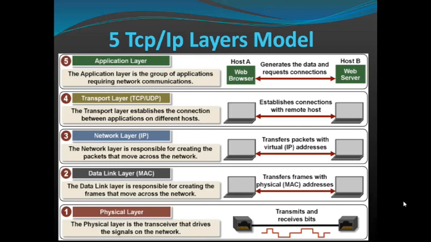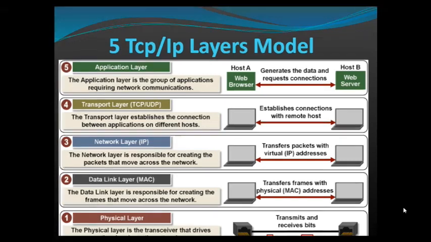The third one is the network layer, which is IP. The network layer is the layer responsible for creating the packets that move across the network. It transfers the packets with a virtual address. The fourth one is the transport layer, which is TCP and UDP. This is responsible for transporting, actually connecting applications between different hosts.